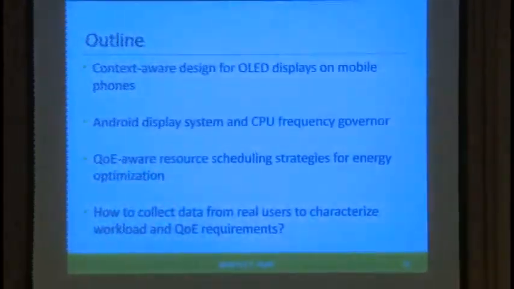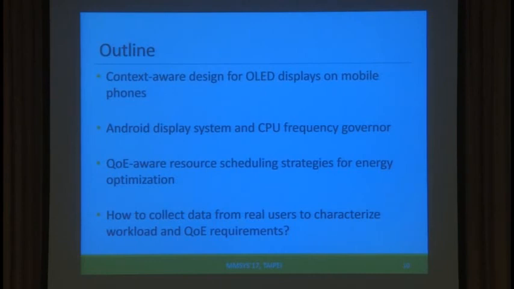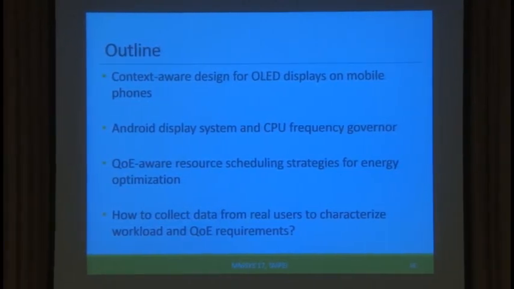These are the issues I don't think I have time to go through, so we will get into some of the topics that we want to cover today. First we will look at one specific example: the display device, to see what kind of context may affect it and what kind of opportunity we have to optimize the device. Then we will go quickly through the Android display system to see current practice, how people do it, and how we can do this quality-aware scheduling. And finally, how we can collect data.